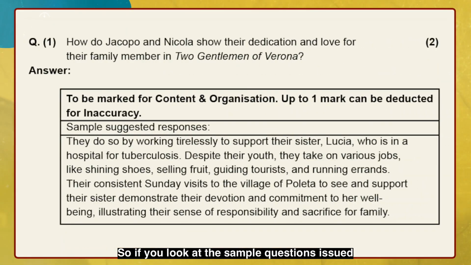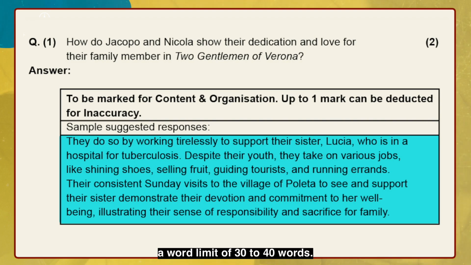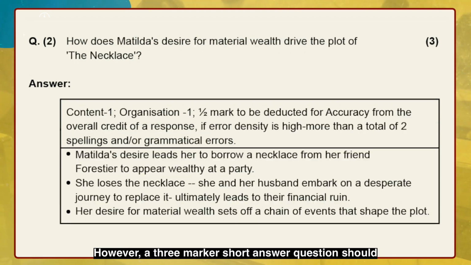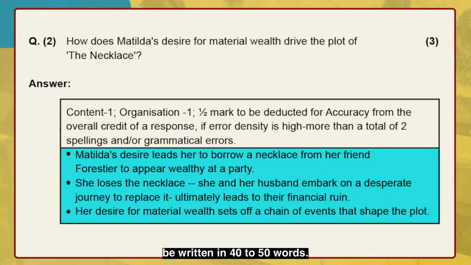So if you look at the sample questions issued by CBSE, the 2 marker short answer questions have a word limit of 30 to 40 words. The answer must be written in a paragraph, not in points. However, a 3 marker short answer question should be written in 40 to 50 words.